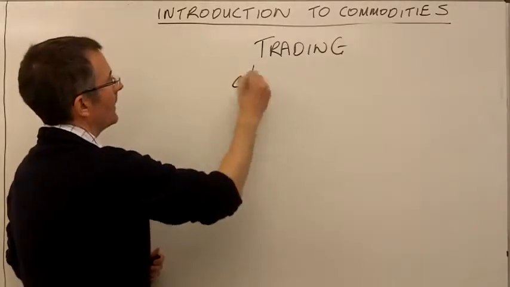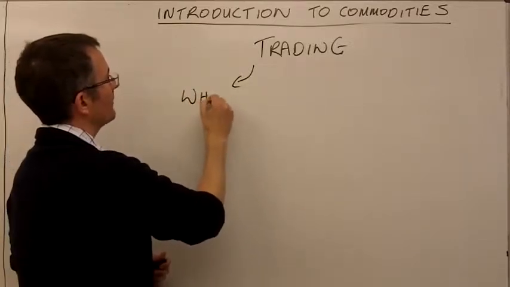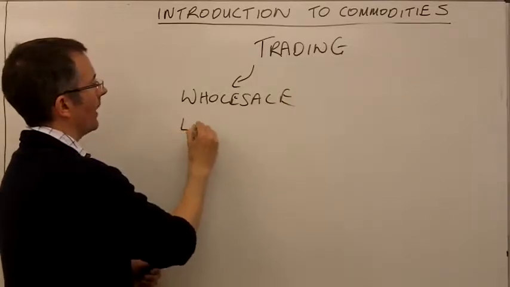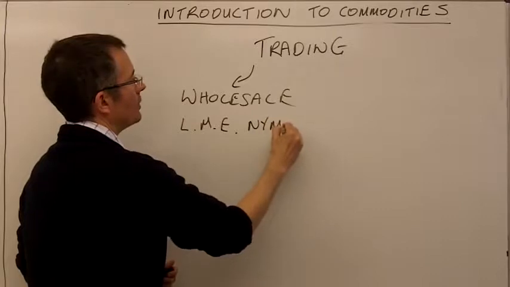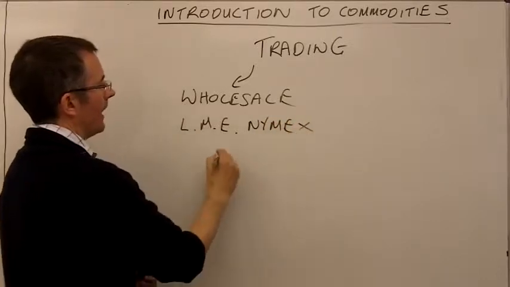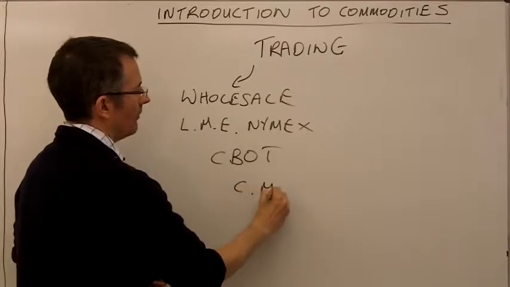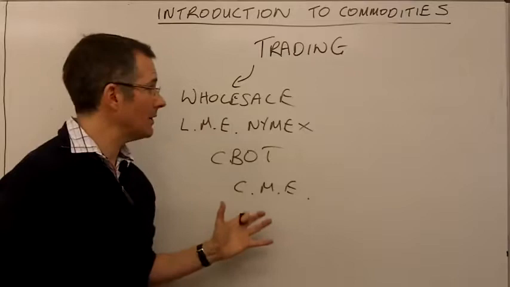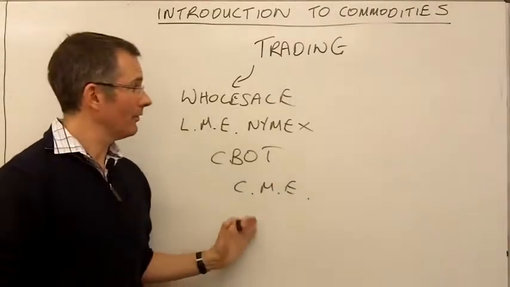So trading in the professional, if you like, the wholesale market, is done through the likes of the London Metals Exchange, the New York Mercantile Exchange, or NYMEX, and the Chicago Board of Trade and the Chicago Mercantile Exchange. This is not a full list, but around the world you've got exchanges based in most of the major cities and financial centres that just do commodities.